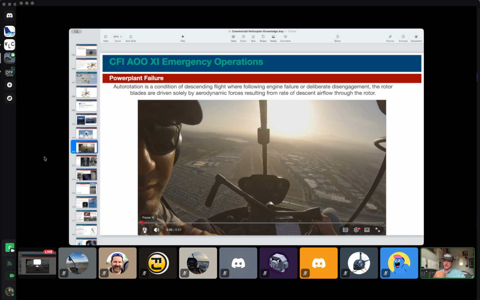But first, I like to give a definition of what we're working on, right? So an autorotation is a condition of descending flight where, following engine failure or deliberate disengagement, the rotor blades are driven solely by aerodynamic forces resulting from the rate of descent of airflow through the rotor, right? So as our helicopter is descending, our blades are still spinning because air is coming from underneath. And we'll talk a little bit about how that's even possible, which I think is important to understand. So let's take a look at a well-executed autorotation.